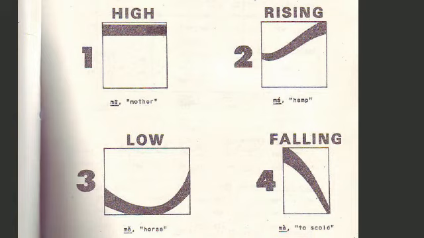The first tone is called the high tone. Its pitch is near the top of the speaker's range, and its contour is level, as you can see in the display. Listen to the high tone word, which means mother. Ma, ma, ma. Actually, this is not an independent word. It's an element in words such as mama, which means mommy.